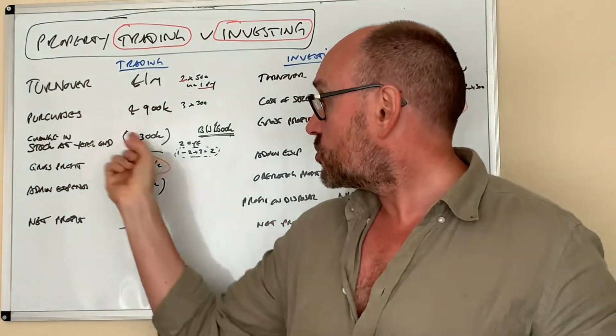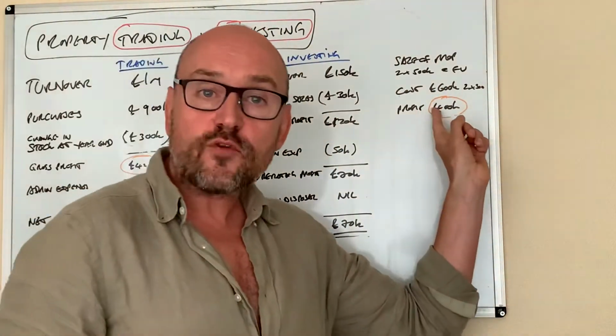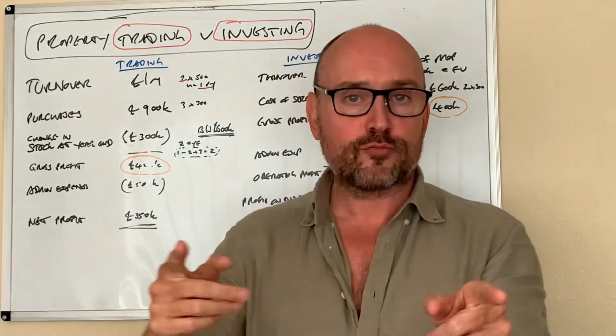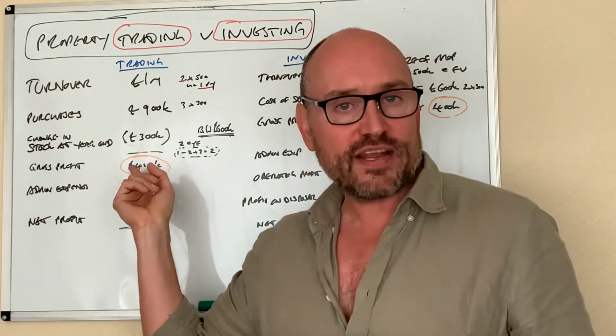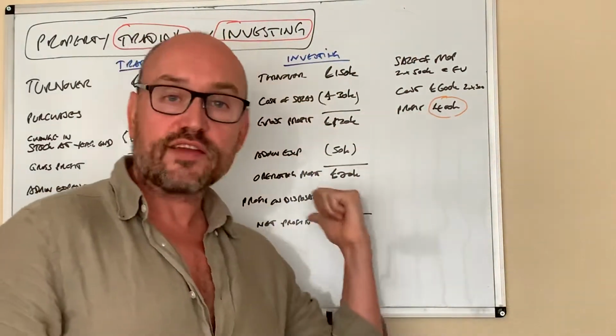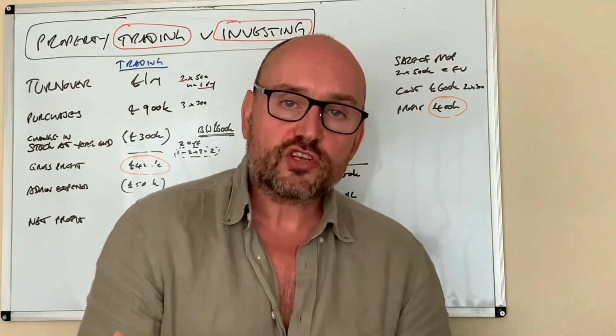Turnover, purchases, cost of sales, change in stock, 400 grand. Over here, this 400 grand doesn't even appear on the profit and loss account. So in the property trading business, it's the big number, gross profit, 400 grand. In the property investment company, it's not even on the P&L. Why? Well, because on the balance sheet, we've already marked it up at its full value.